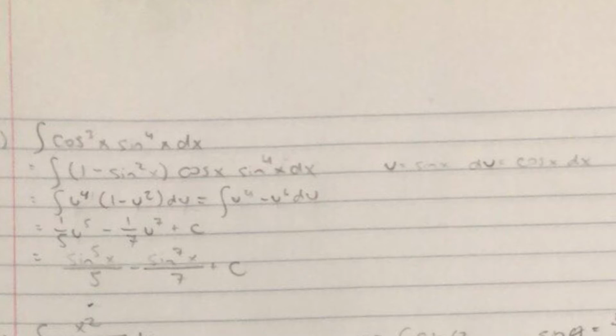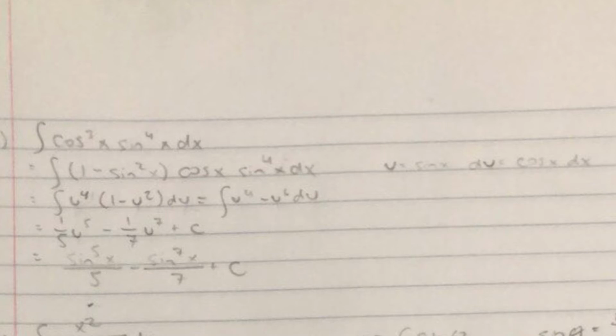So we can write that out and leave out the last cosine x and leave the sine to the fourth x dx alone. From there, we can use u substitution where u equals sine x and du is cosine x dx. So using u substitution, the 1 minus sine squared x becomes 1 minus u squared. The sine to the fourth x becomes u to the fourth, and we get u to the fourth minus u to the sixth du.